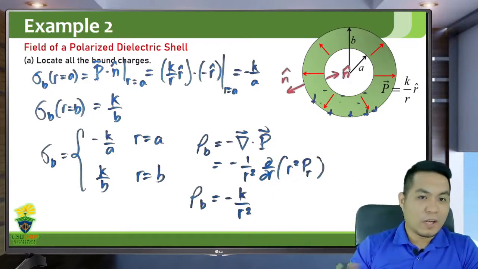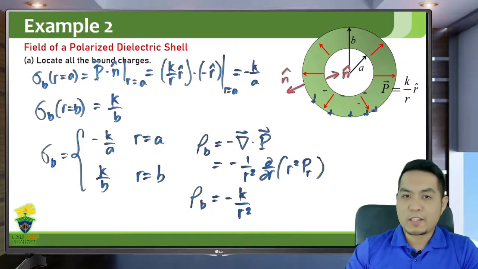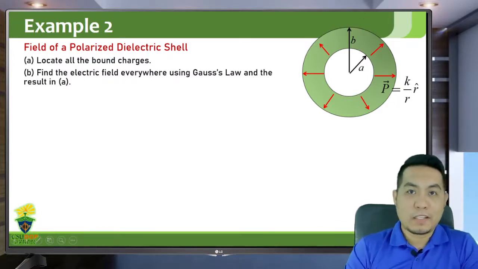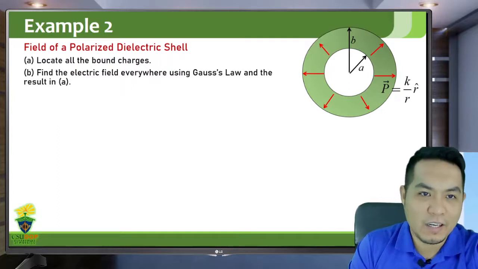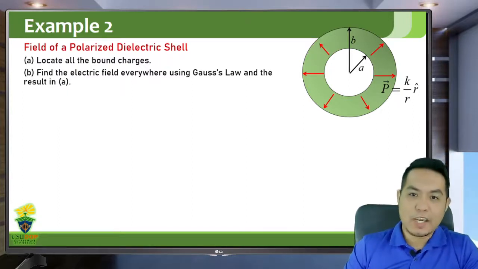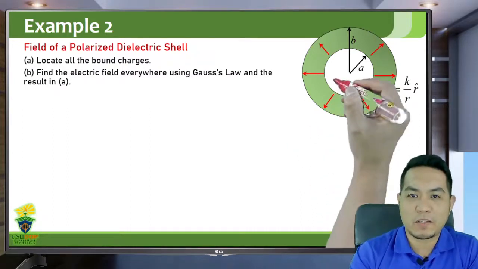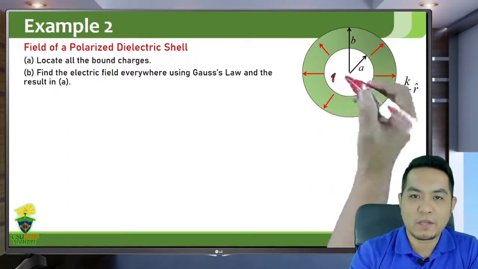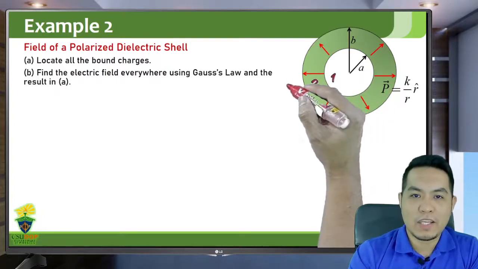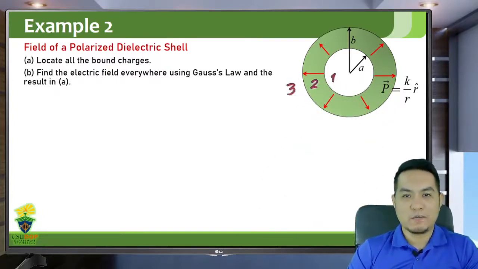So we now have located all of the bound charges. So let's now proceed to the second problem. For the second problem, we are asked to find the electric field everywhere using Gauss law and the result in A. Okay. So in this case, we actually have three regions here. This region from 0 to A, this region from A to B, and this region from B to infinity.